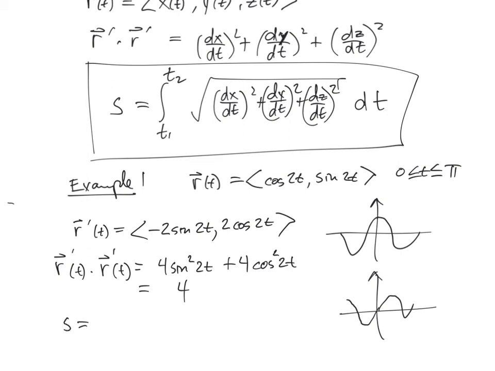So our total arc length is the integral as t goes from 0 to pi, because we were told that up here, of the square root of the dot product of the derivative of the position vector with itself, dt. We get 2 pi.